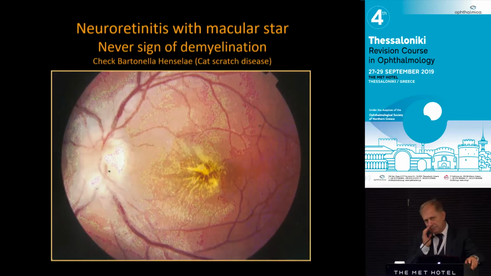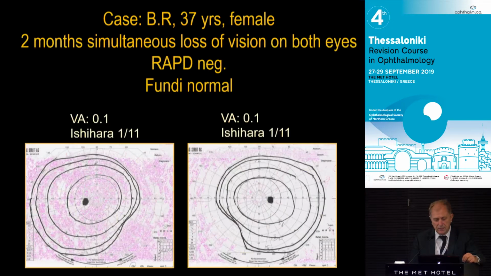Now, if you see optic neuritis with a macular star, this is neuroretinitis, which is not a demyelinating disease. It's usually infectious. And look for Bartonella serology and sometimes Borrelia or Lyme disease serology.